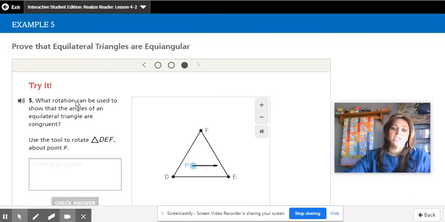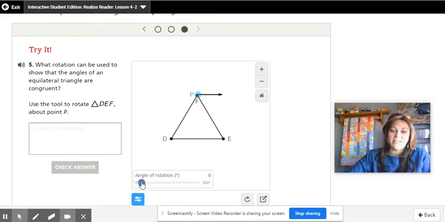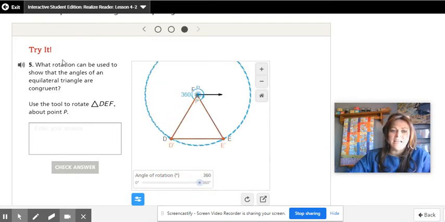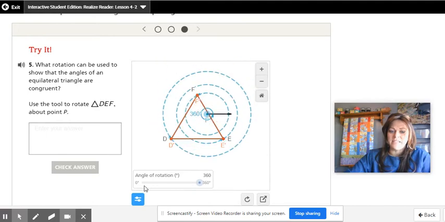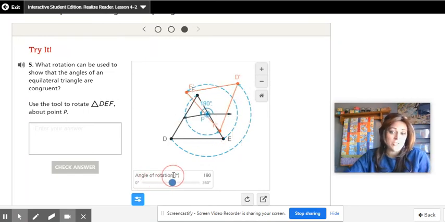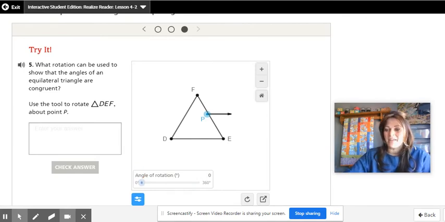Okay, you're going to try this by rotation. You can move this point of rotation. It says use the tool to rotate DEF around point P. So if I rotate it, you're like, okay, rotate, rotate, rotate. Doesn't help me see how the angles are congruent. So you might want to move this P around and see if it can help you recognize that something is mapped onto itself. That is a hint, and see what you can find out with that one.